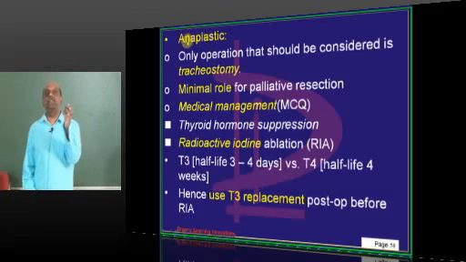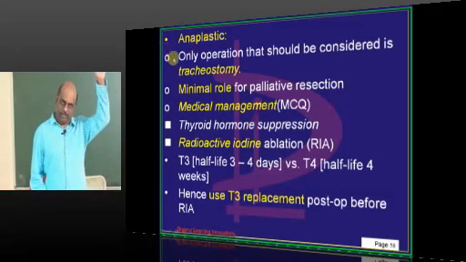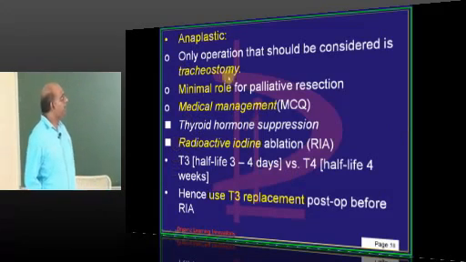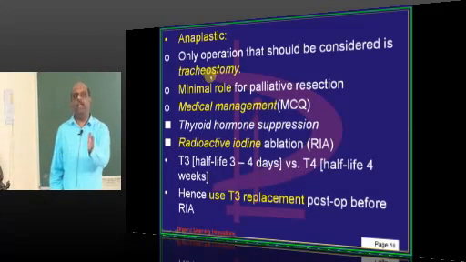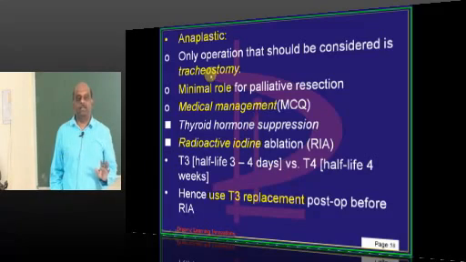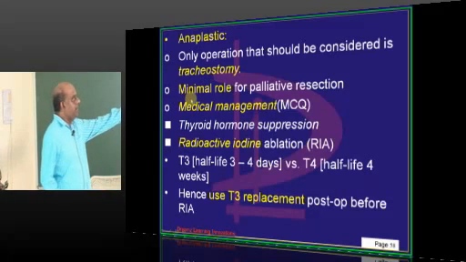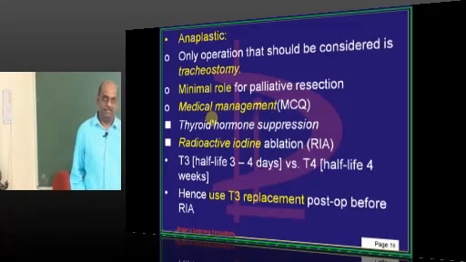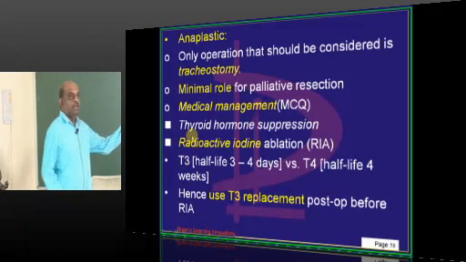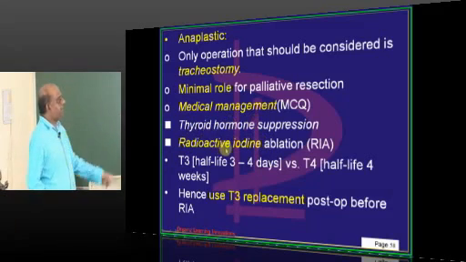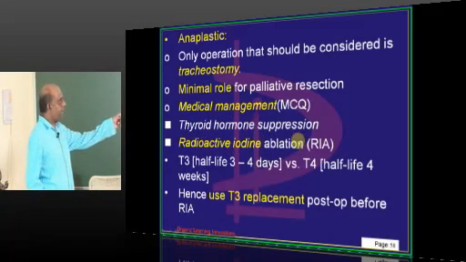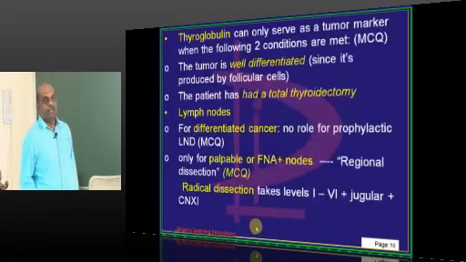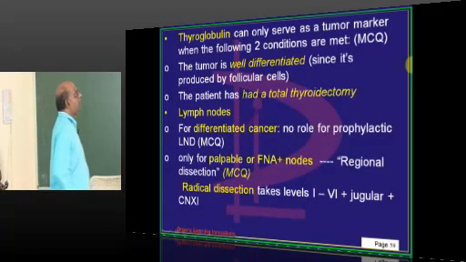Then a few pearls about anaplastic, in addition to the basics which we already reviewed. The only surgery you can ever do is tracheostomy in anaplastic. No role for surgery at all, no role for total thyroidectomy. Even for palliation there is no role for resection in anaplastic. Basically you need to do medical management. Radioactive iodine ablation or thyroid hormone suppression is what you need to do.